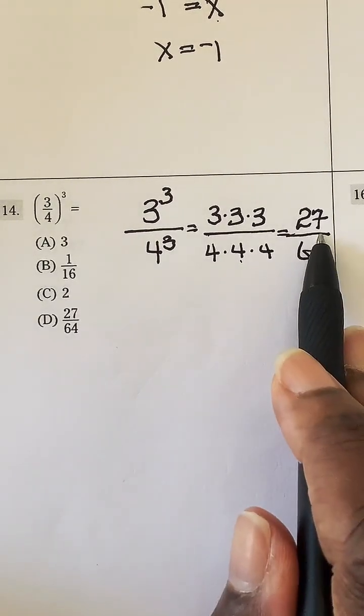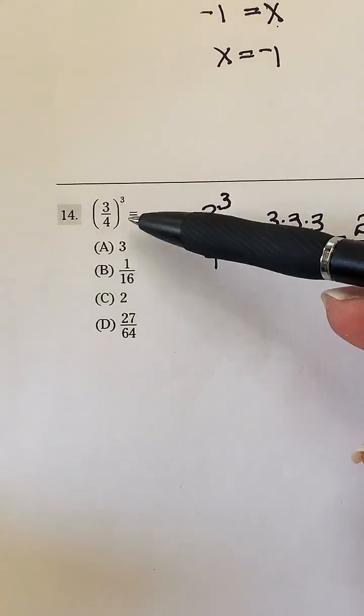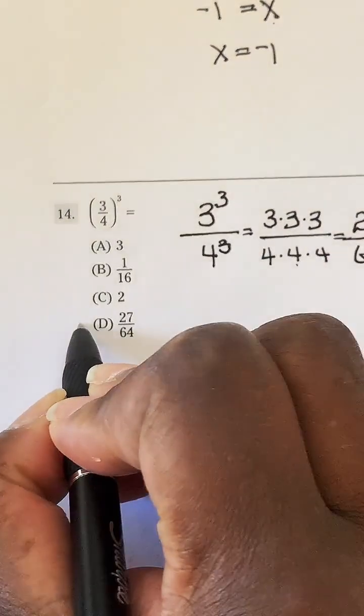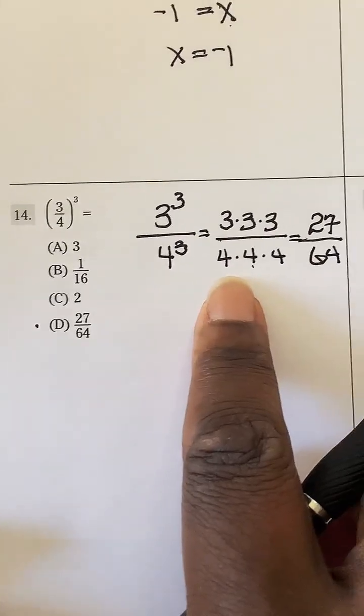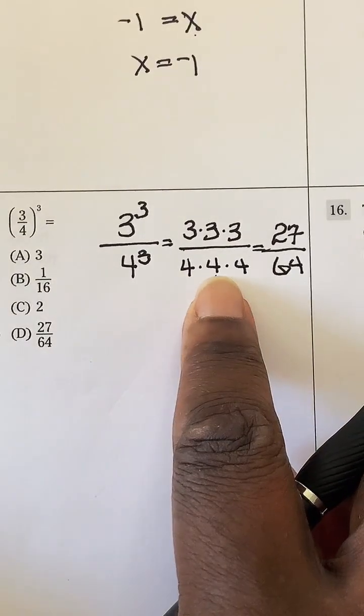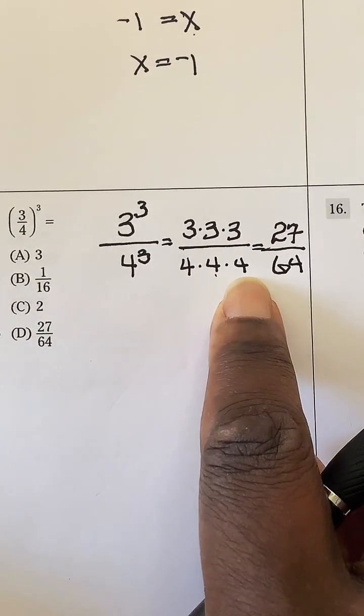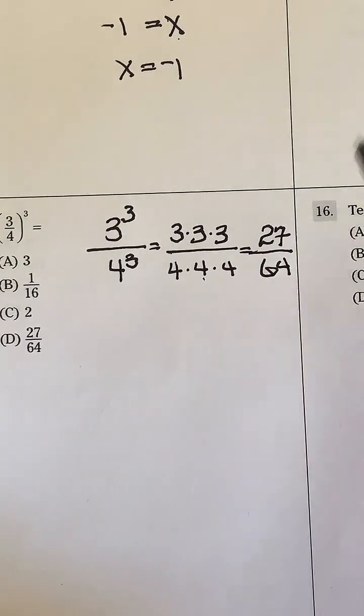Once I got that 27, I want to take a look at my answer choices. I think it will be D, but let me make sure. So 4 times 4 gives me 16, and 16 times 4 gives me 64. Now, do 27 and 64 have anything in common other than 1?